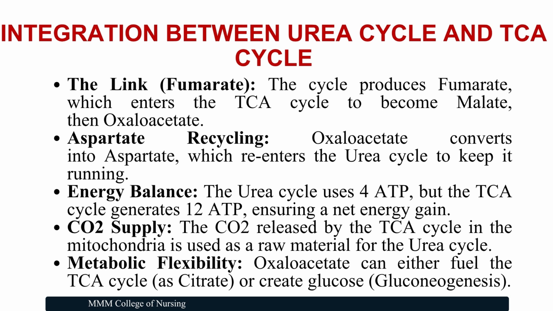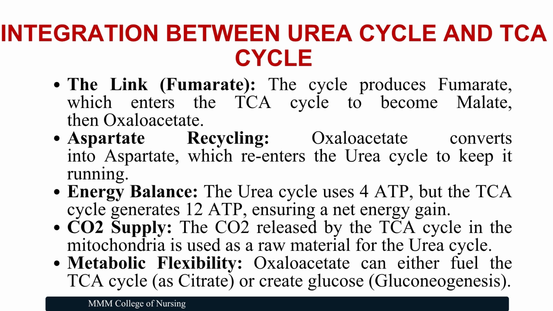The second one is aspartate recycling. That oxaloacetate is then converted back into aspartate via transamination, and that aspartate re-enters the urea cycle in step 3, bringing the second nitrogen atom to make urea. The third integration is energy balance. The urea cycle consumes 4 ATP molecules per cycle, but the TCA cycle generates about 12 ATP, giving a net energy gain. So overall the body is still gaining energy.